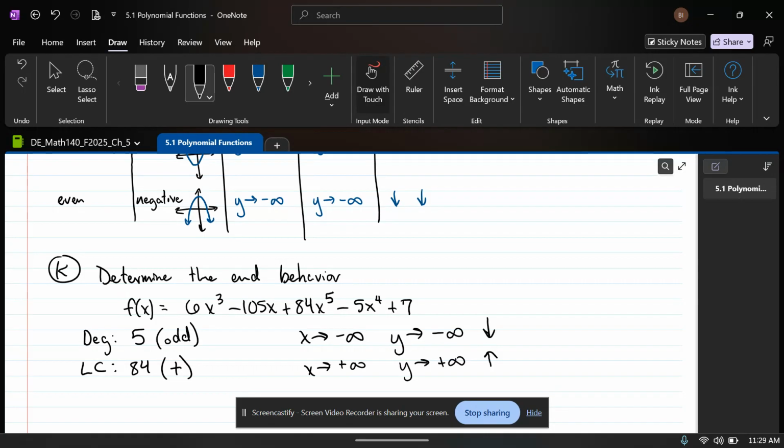This is kind of more of a formal way of saying it. The arrows is probably an informal way of saying it.